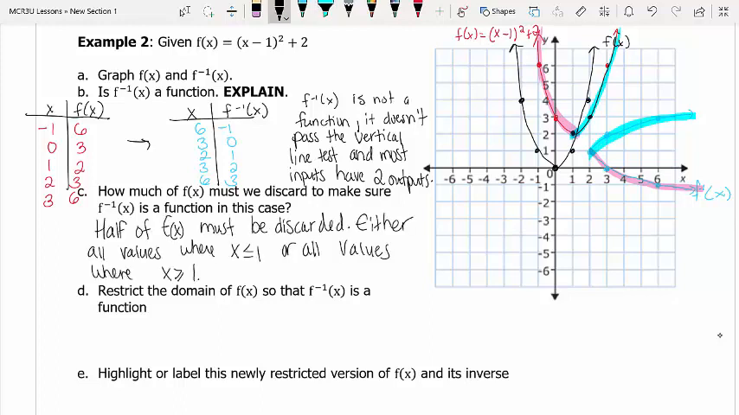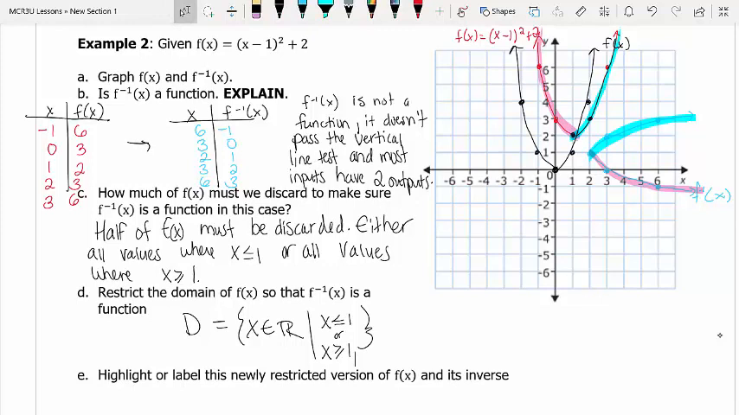Part D, restrict the domain of f(x) so that the inverse is a function. So we just add in that restriction piece. So the domain of f(x) has to be restricted such that x is less than or equal to 1, or you could write x is greater than or equal to 1. Then the inverse would be a function. Okay, and part E we already did on the graph.